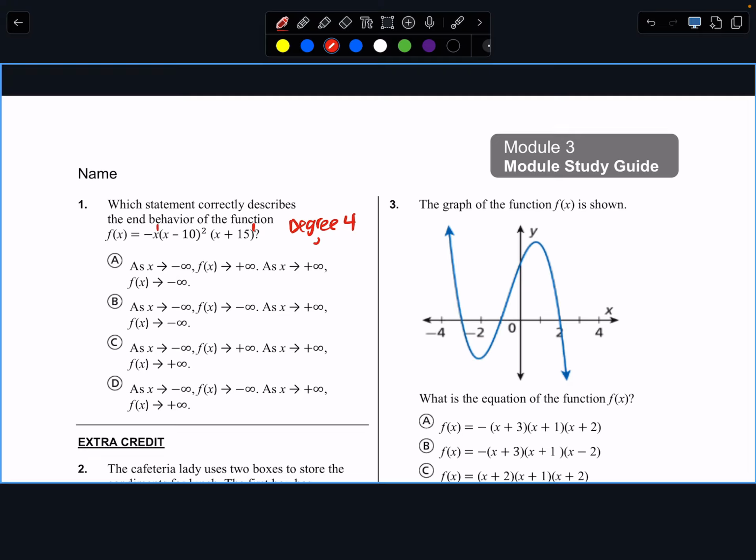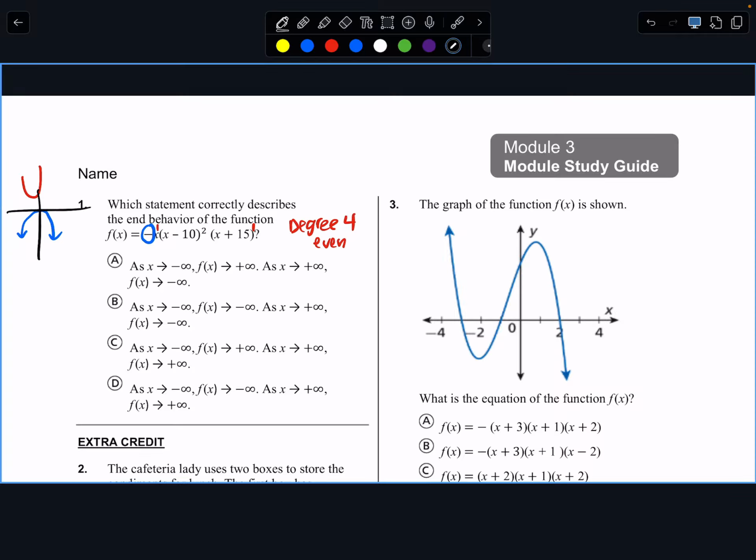This is an even function. What is its shape? A parabola. But notice the negative in the front. When it has a negative in the front, what does that mean for the function? It flips over the x-axis. So it's going to be an upside down parabola. So why that is important is that it helps us determine the end behavior.